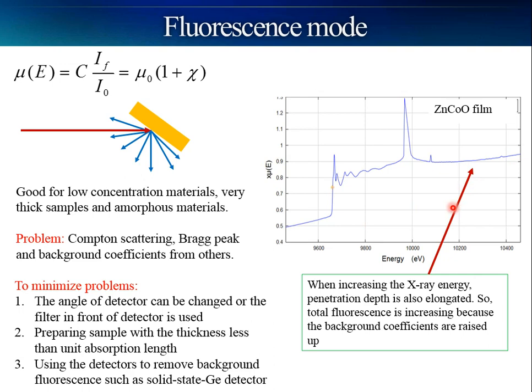And now, we make an effort to minimize fluorescence problems as follows. First, the angle of the detector can be changed to avoid the black peak, or a filter in front of the detector is used to avoid the background coefficient from others. Second, prepare the sample with a thickness less than one absorption length. Third, use detectors that remove background fluorescence, such as a solid-state detector.